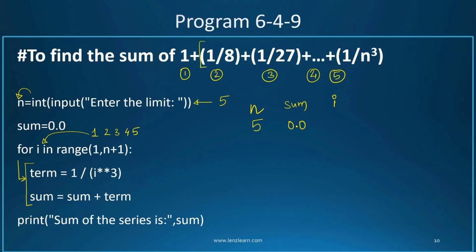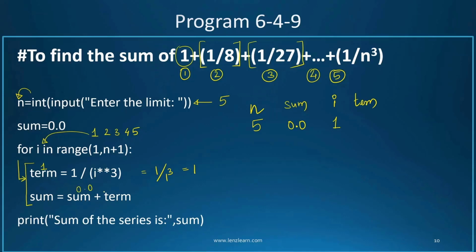So each unit in here is a term. So 1 by 8 is a term, 1 is a term, 1 by 27 is a term. So this is where we generate the term and then we add term to the existing sum. That is how we find the sum of the total series. So now you can know the value of i is 1. So this term will evaluate to 1 divided by 1 raised to 3. So you can understand this is 1 itself. So initially the value of term will be 1.